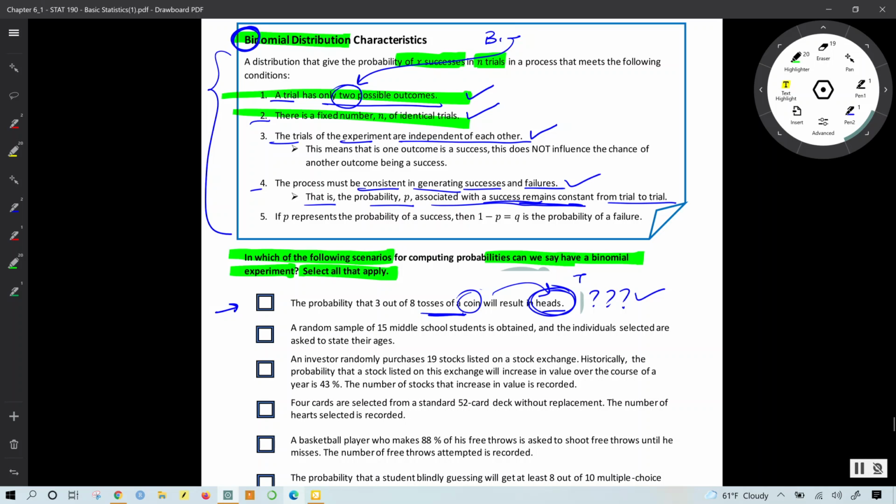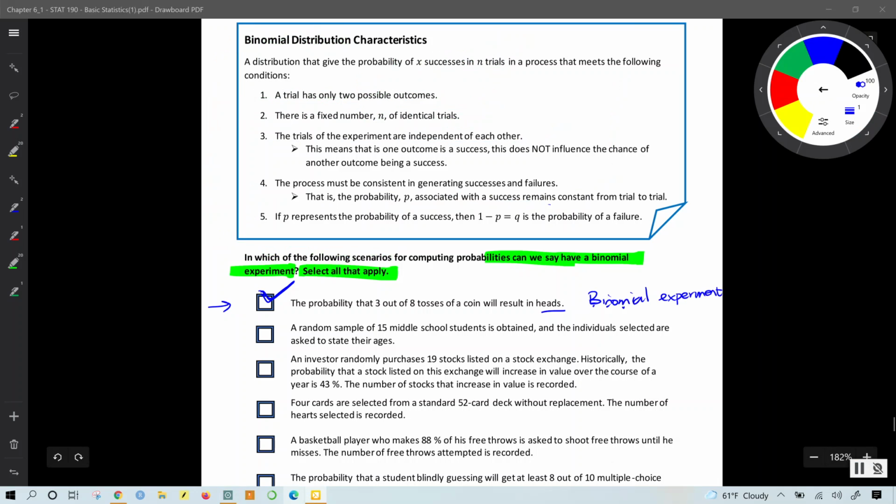In particular, those are the major 4 conditions. The 5th one is just an adjoining one. It actually ties with 4. As long as those first 4 conditions are met, this will be said to be a binomial experiment. So we have a check mark here. This is a binomial experiment that we can derive a binomial distribution from. We proceed to the next example.